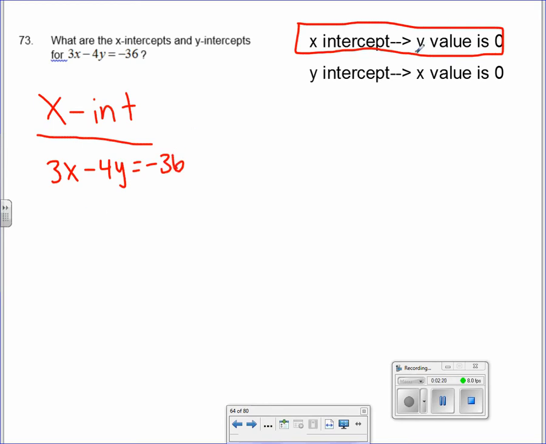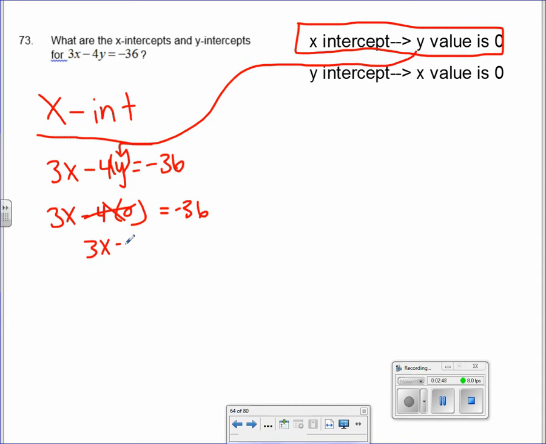Well, if y is 0, what I'm going to do is just plug in that value of 0 right there into y. And when we plug in, we know we put it in parentheses. So we have 3x minus 4 times y is now 0 equals -36. Now, 4 times 0 is 0, because anything times 0 is 0. So this is gone, and we're left with 3x equals -36. I need to solve for x, so let's divide by 3 on both sides. So I get x is equal to -12.